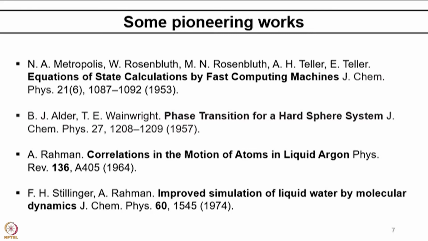Then the first continuous potential was done by Aneesur Rahman, in a seminal and very famous paper in 1964, which is highly cited and highly respected. And then Rahman teamed up with Stillinger and did a series of works on water, and that at that time increased the reach of computer simulation to a significant degree.